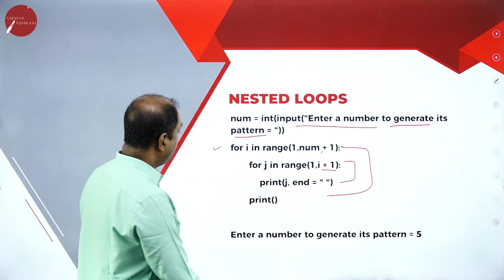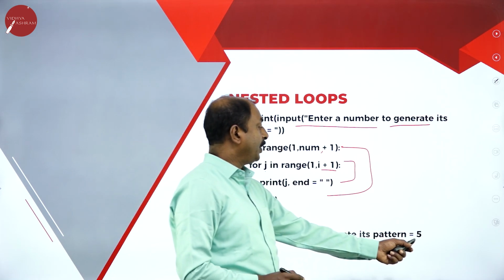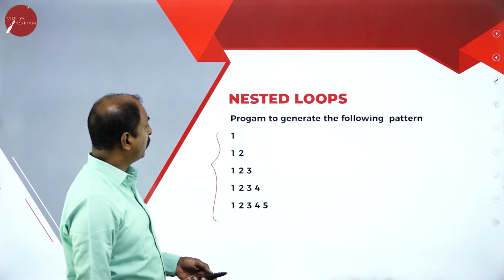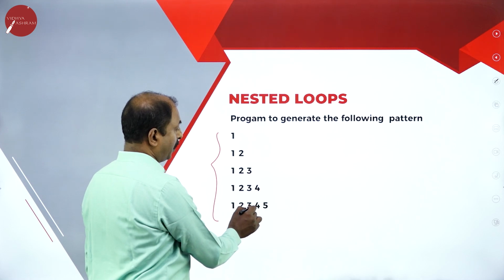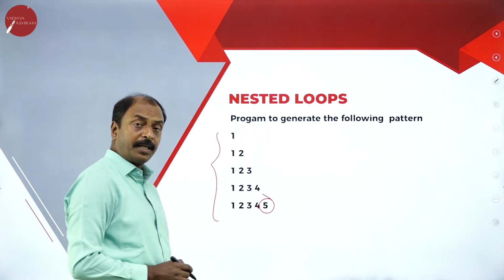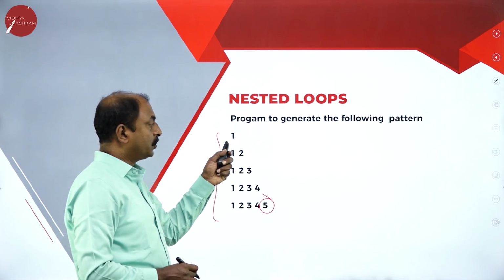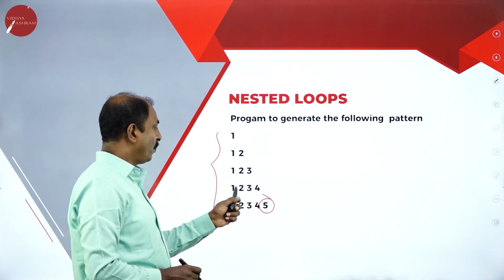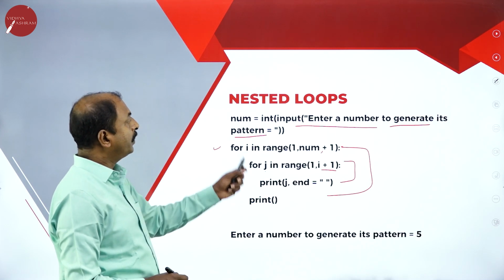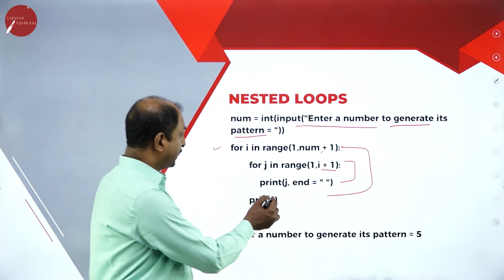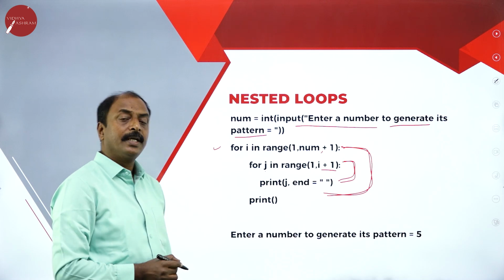In this example, first you will get a message to enter a number to generate its pattern. Suppose we enter the value 5 as input, then you will get the output like this: 1, 1 2, 1 2 3, 1 2 3 4, 1 2 3 4 5. So 5 is the value you have entered as input, and you will get this in 5 different rows. In the first row, only 1, then 1 2, then 1 2 3, then 1 2 3 4, then 1 2 3 4 5. This is possible with the help of a nested loop. So what is a nested loop? In this example, this for loop is inside another for loop. It is called a nested loop.